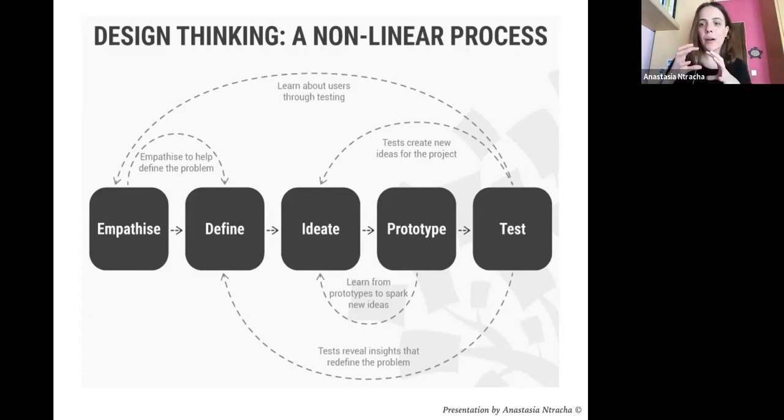And as you see, there are arrows from the testing phase that go back to ideation, because your feedback may lead you to different ideas; back to definition, because the feedback you get from your users may even lead you to redefine the original problem; or back to empathy, because you will further understand and sense your users.